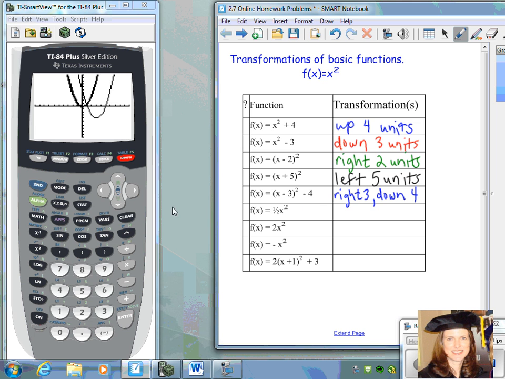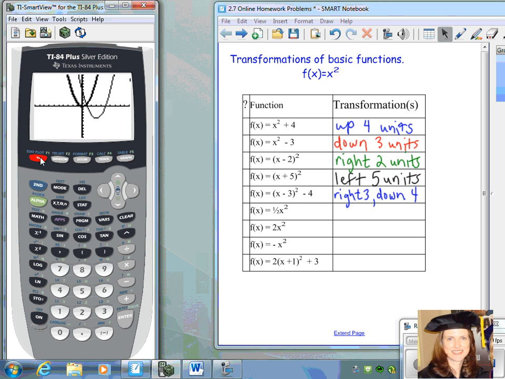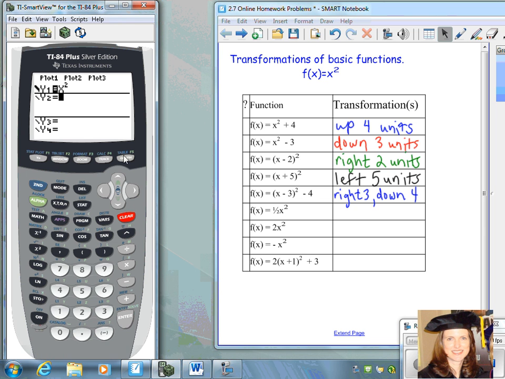For the next one, we are looking again at our basic y equals x squared graph. And now instead of adding or subtracting something, we're multiplying by a fraction in front. So in the second equation, I'm going to enter the fraction 1/2, put that in parentheses, and then x squared. What do you think is going to happen? Make your guesses, and now take a look at the graph.